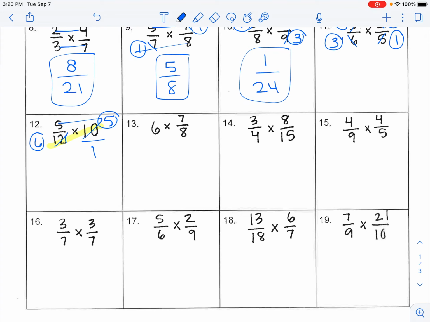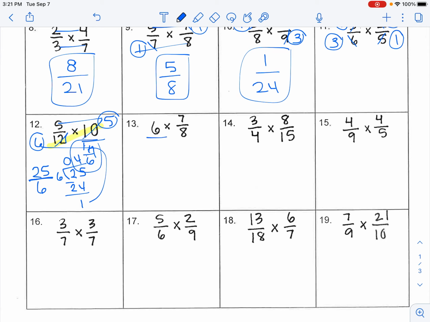So now I'm going to multiply my numerators. 5 times 5 is 25, and multiply 6 times 1. So notice this is an improper fraction, and that fraction bar means divided by. So what's 25 divided by 6? Remember that remainder becomes the numerator, so that's going to be 4 and 1/6.